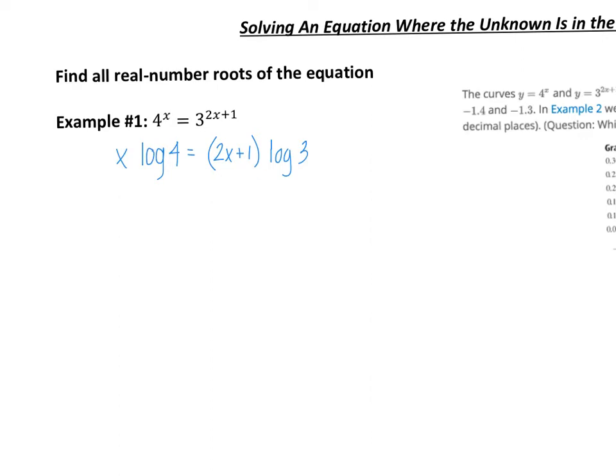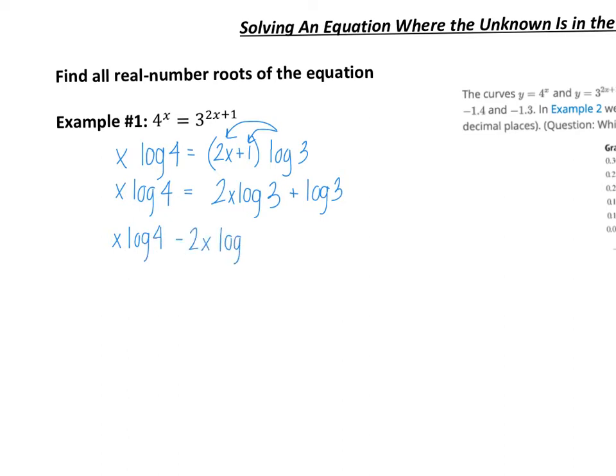So what I'm going to do is actually distribute here and get all the x's to one side. Nothing changes on the left for right now. Over here you're going to have 2x log of 3 plus log of 3. I'm going to move my x's to the left, so this x log of 4 stays. I'm going to subtract over 2x log of 3, and what's left over is just a log of 3. I'm going to factor out an x using the GCF property.